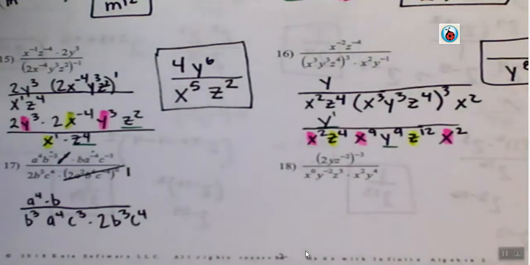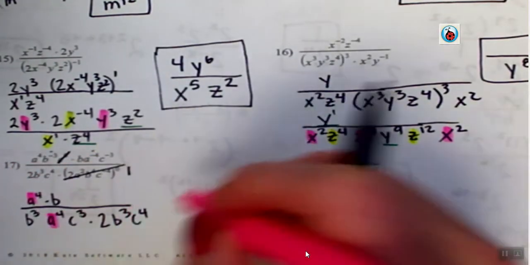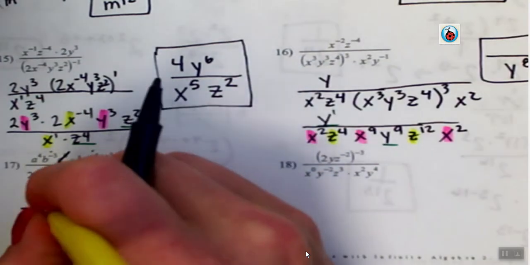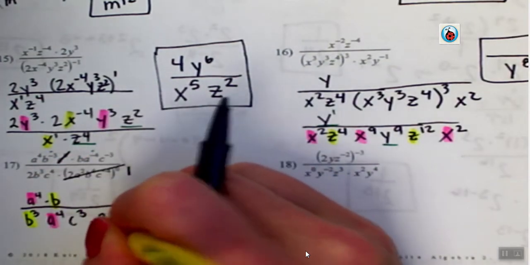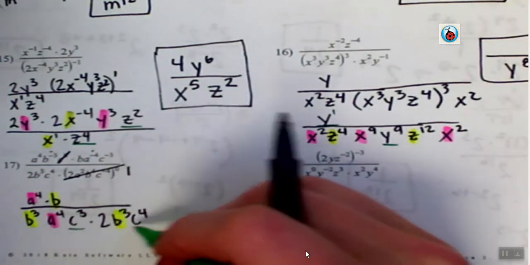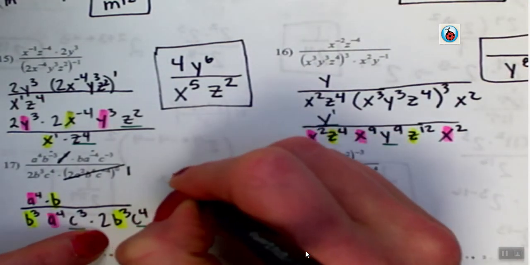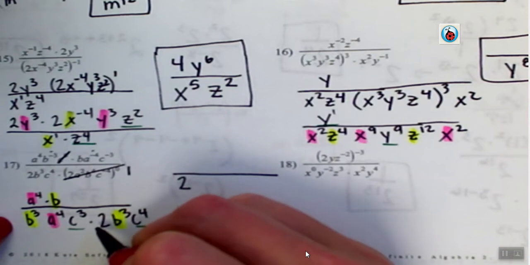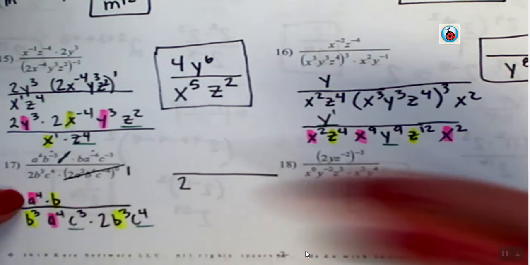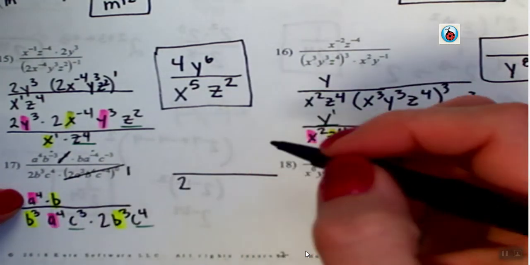Okay, combine our same bases. A, B, B, B, C, C. Okay, the number is here. Okay, so the 2. a to the fourth cancels out. That's a to the 0.